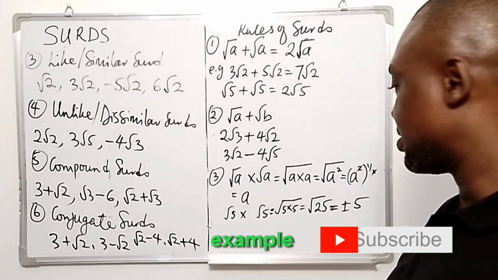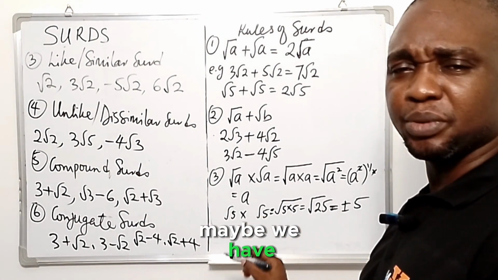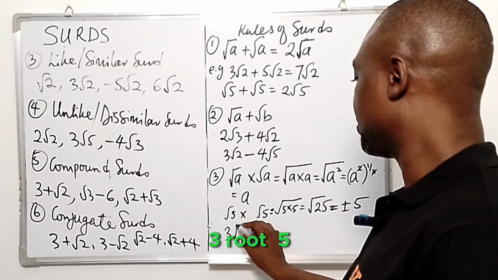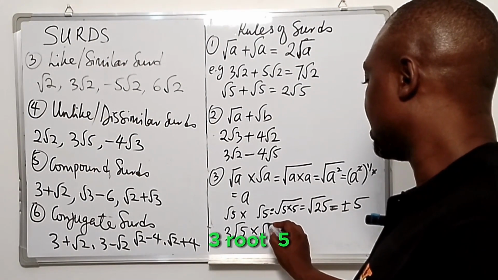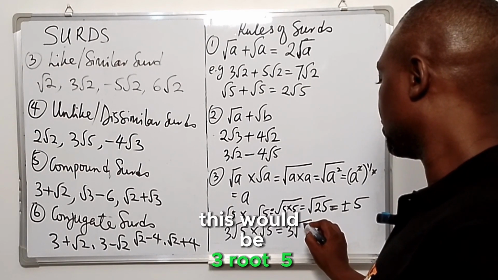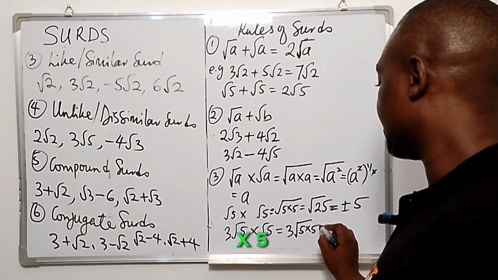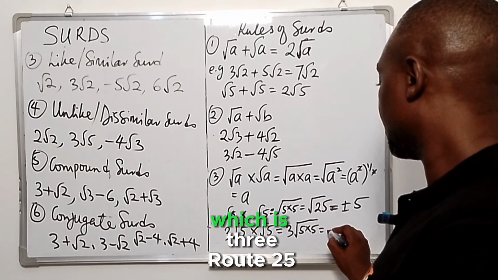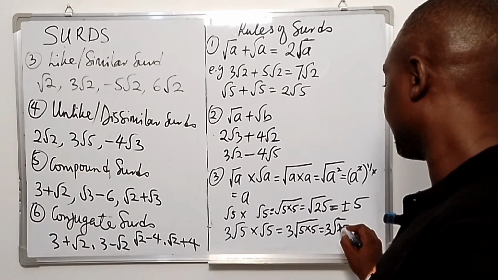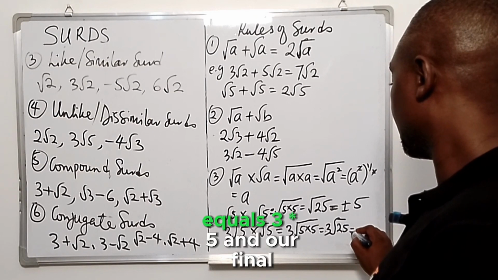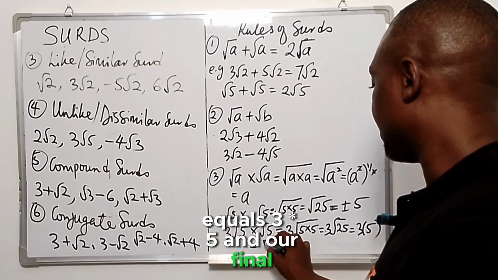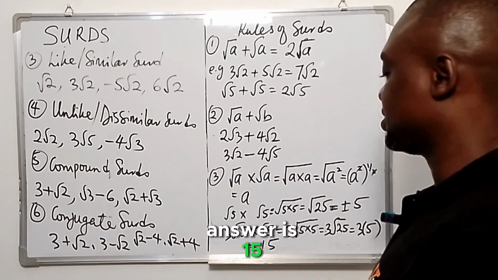Let's look at another example. Maybe we have 3 root 5 times root 5. This would be 3 root 5 times 5, which is 3 root 25, equals 3 times 5, and our final answer is 15.